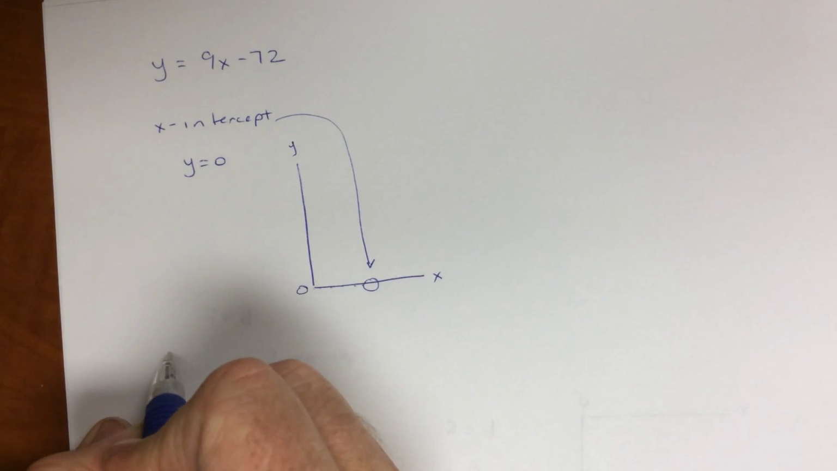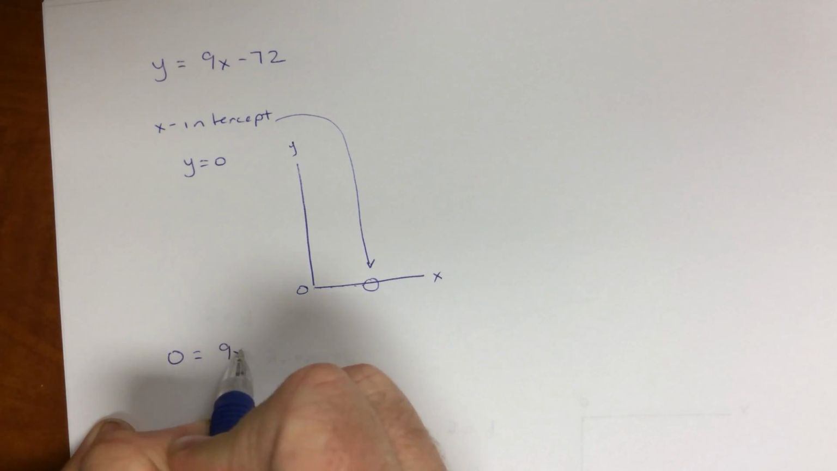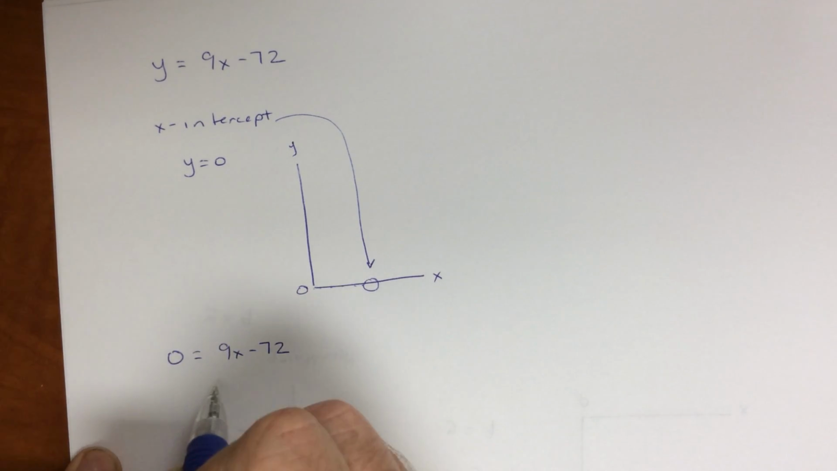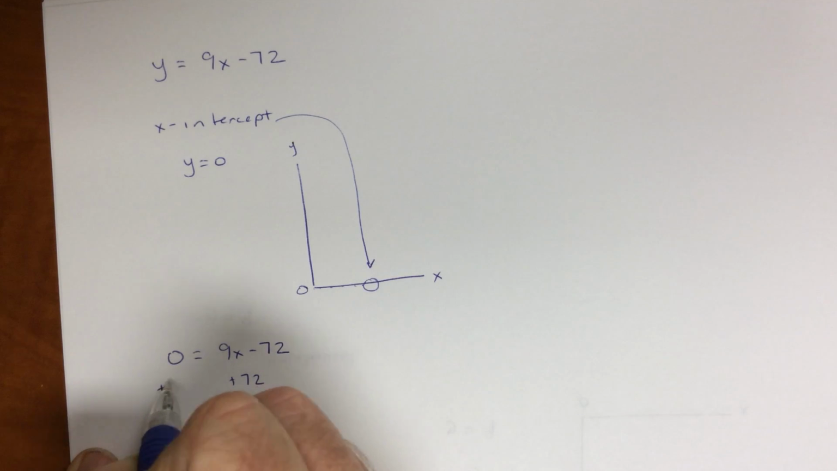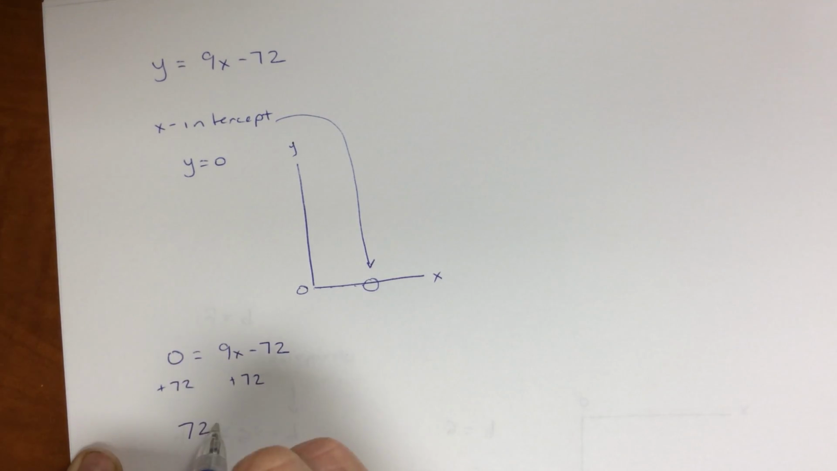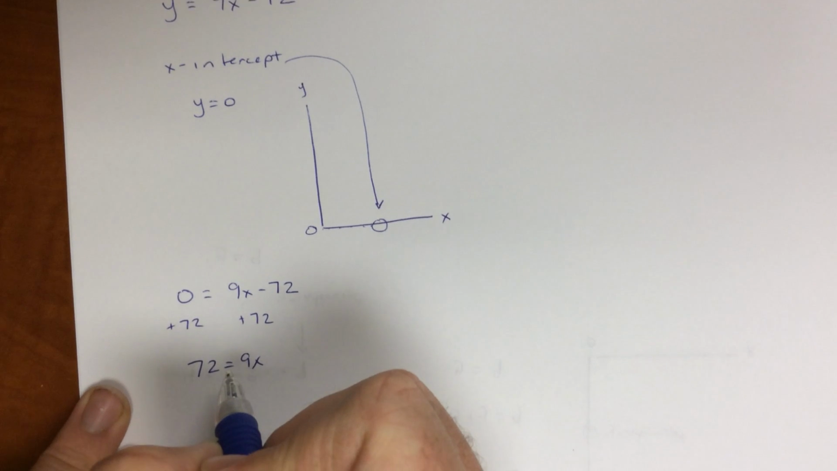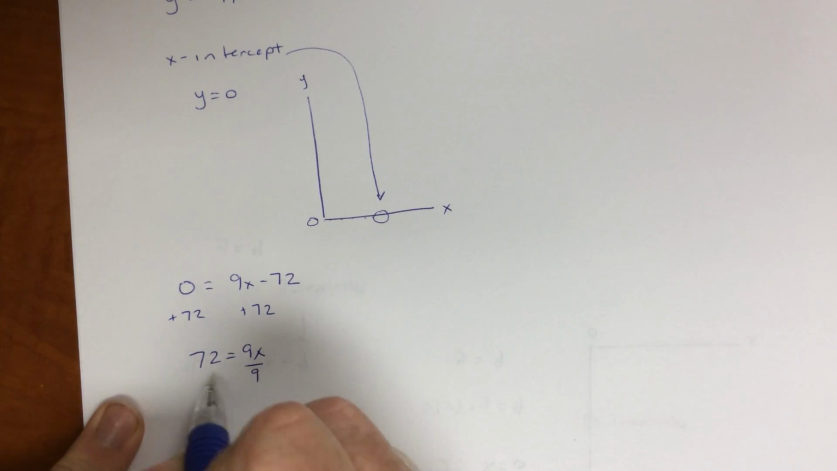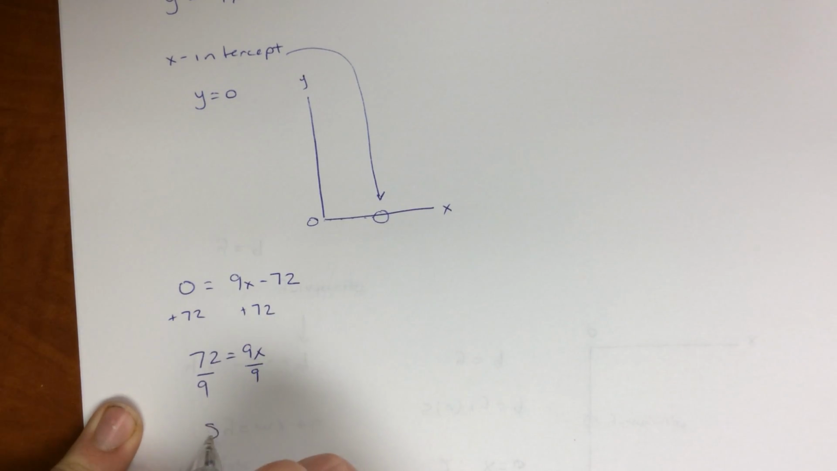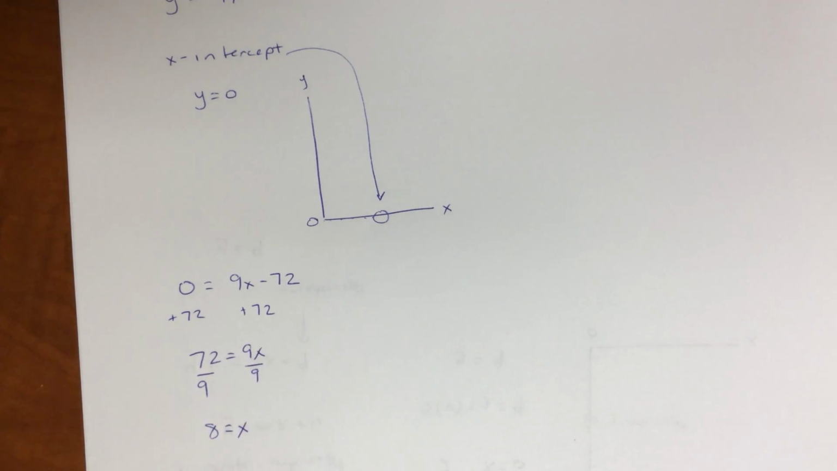occurs. So we let 0 equal 9x minus 72. We add 72 to each side. We get 72 equal 9x. And now we just divide each side by 9, and we get 8 equals x, which is the x-intercept.